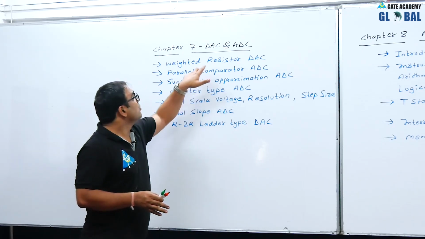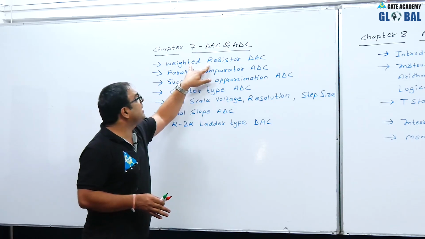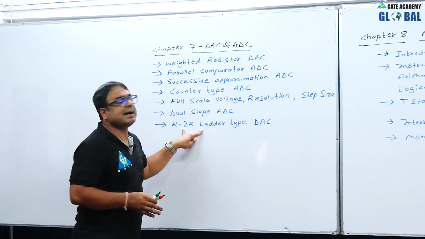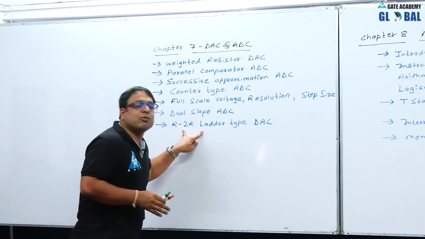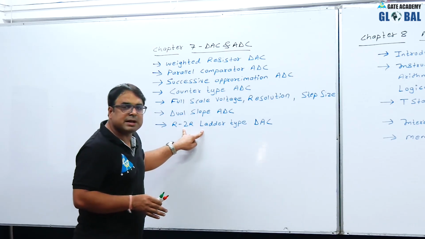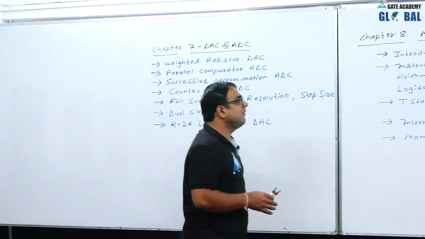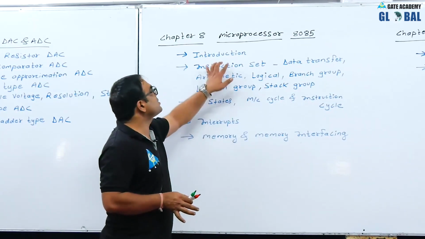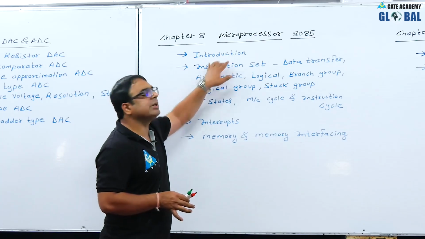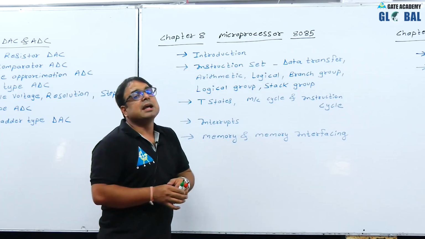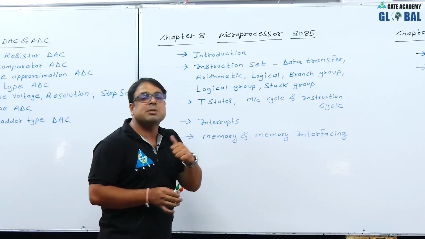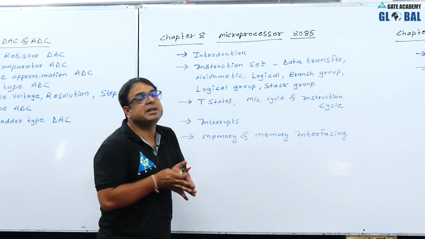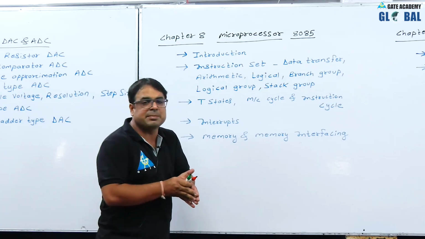Next, at the end, first we have studied weighted resistor DAC. So there is another type of DAC that we will be discussing, is an R to 2R ladder type DAC, and again obviously all the questions on this particular topic as well. Next we will be discussing microprocessor 8085. So first we will be discussing the basic introduction, why microprocessor is required, what was the motivation behind the designing of microprocessor, all the basic architecture details required for the GATE examination.